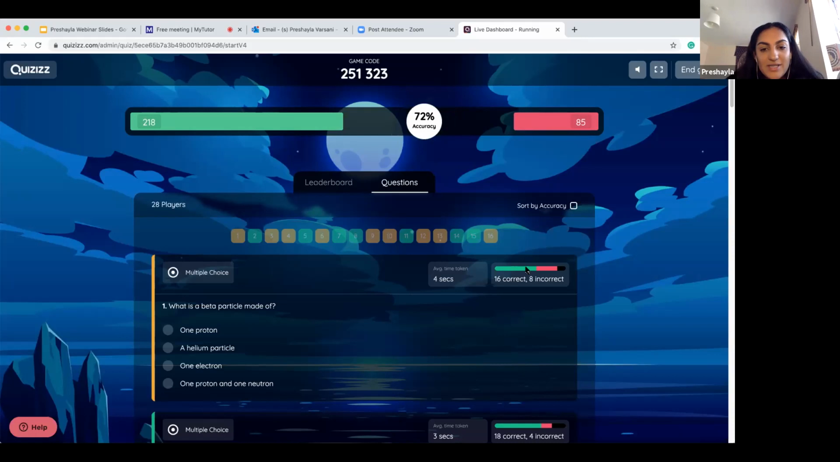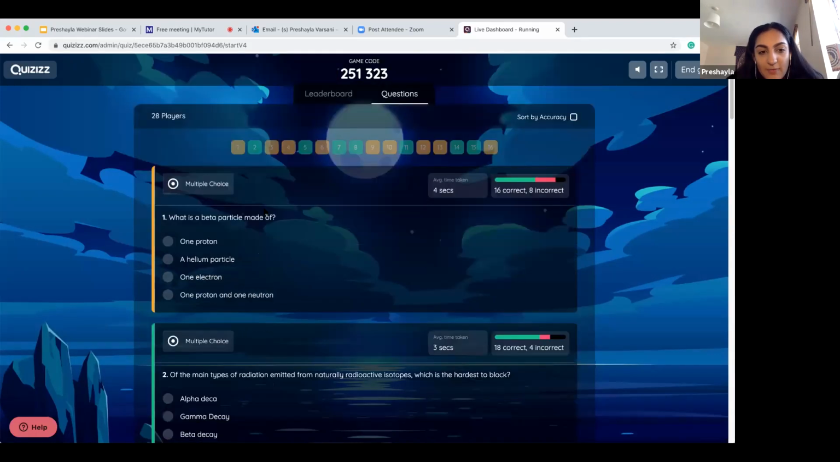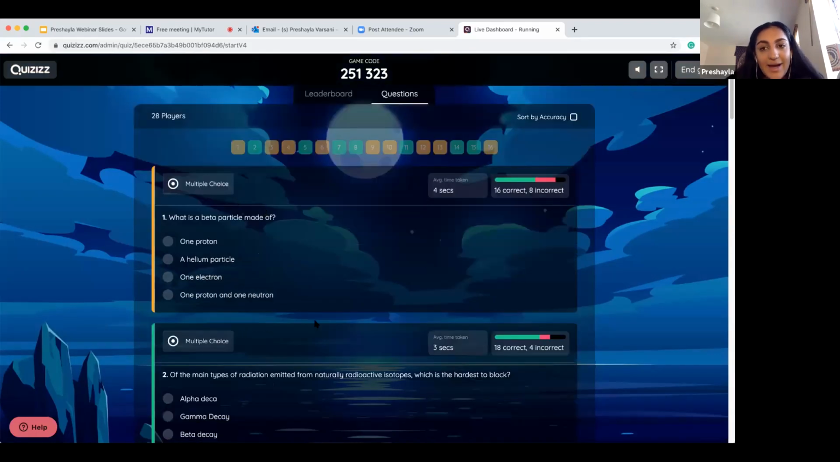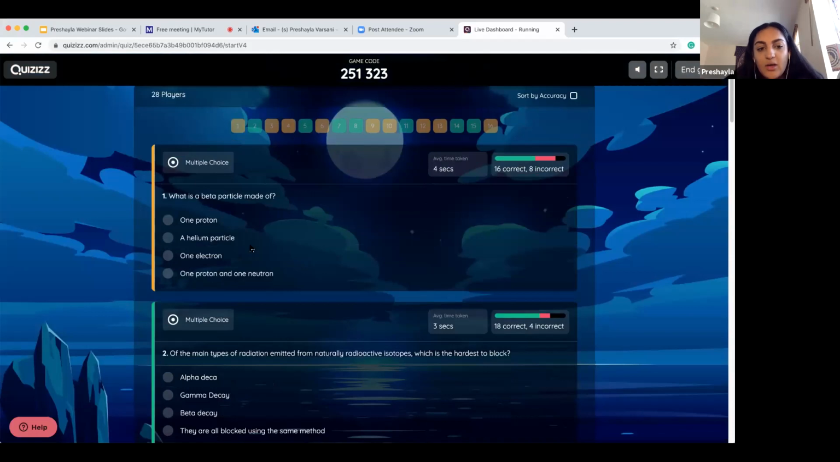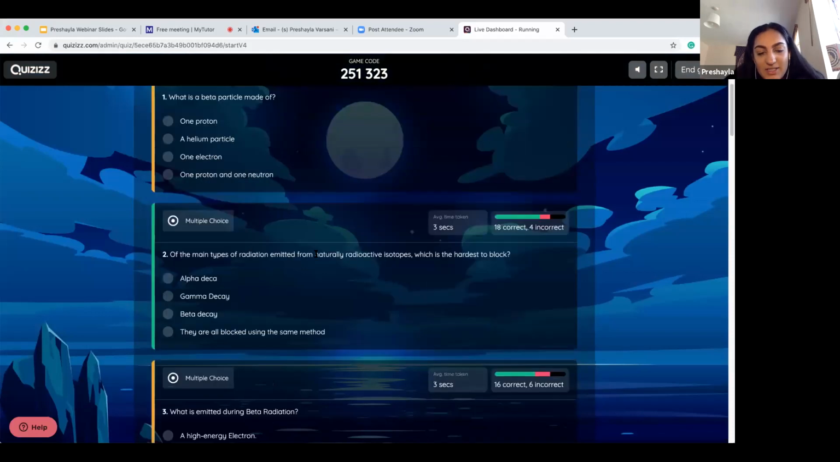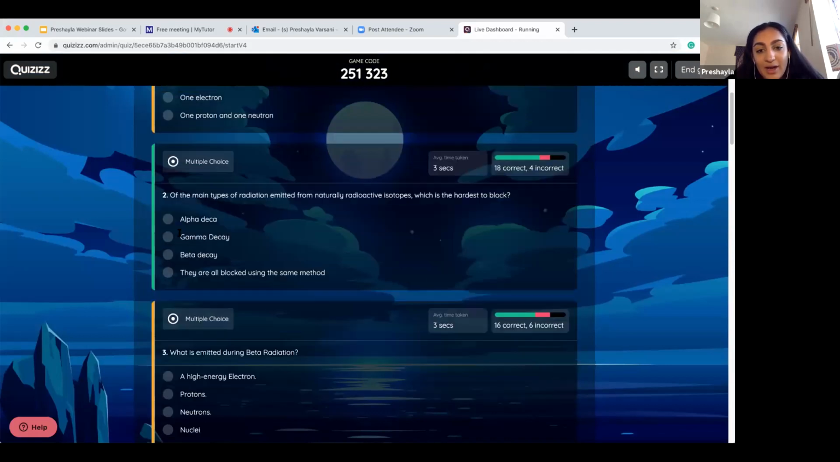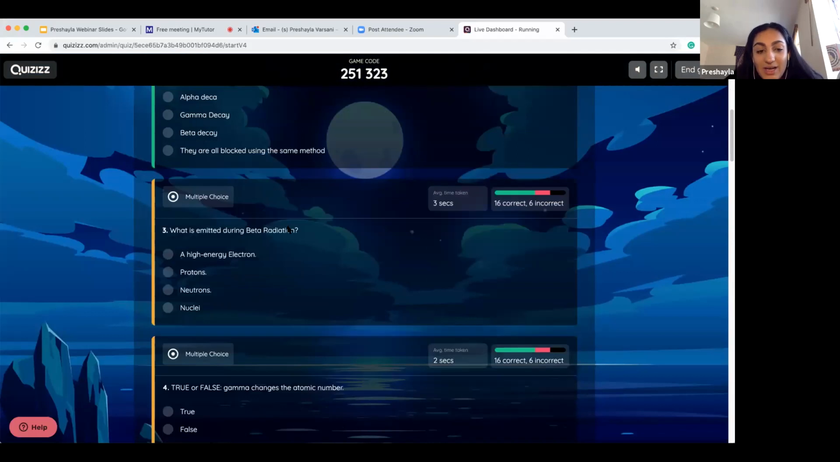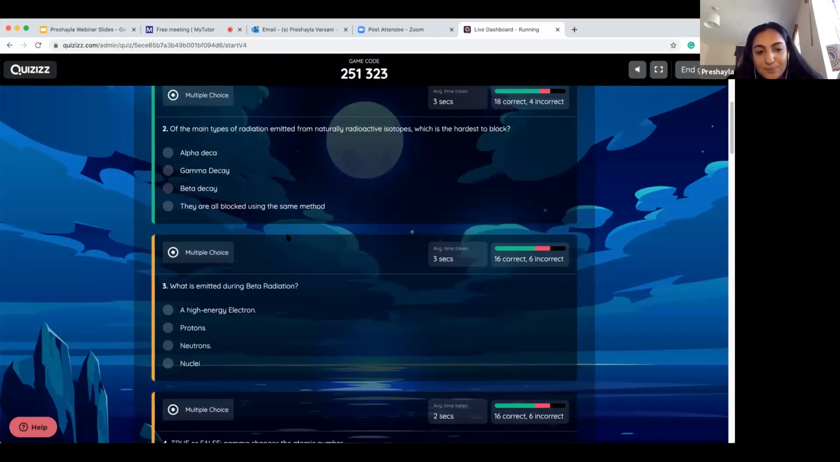So, what is a beta particle made up of? A beta particle is simply an electron. Of the main types of radiation emitted from naturally radioactive isotopes, which is the hardest to block? The hardest to block is gamma. Gamma can get through a lot of things and it's only stopped by lead or concrete. What is emitted during beta radiation? Same as the first question, really. It's just a high energy electron.